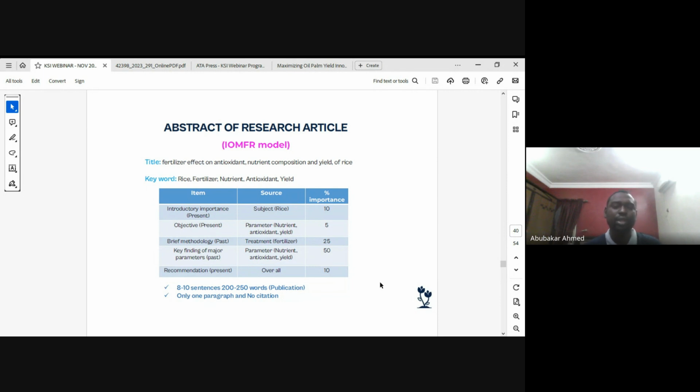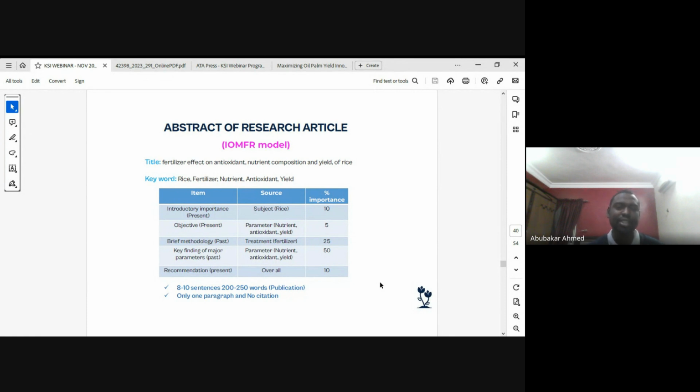Then you talk about methodology in the past tense. You briefly discuss the methodology that you use in your article or in your thesis, and how you achieve your results, I mean your findings or your results. Then you present the key findings.